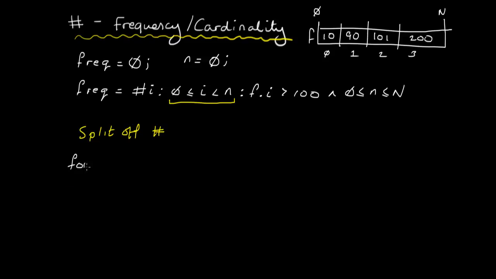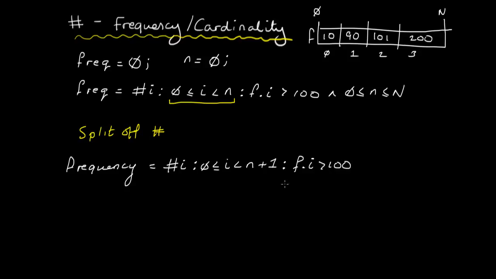So we would have frequency is equal to cardinality of I greater than or equal to 0, less than n plus 1, because remember we'd be processing the loop body at this point, so it's n plus 1. We would have suggested to increment n by 1 to get to this point, and we have n plus 1 here. And then the term is f dot I greater than 100.